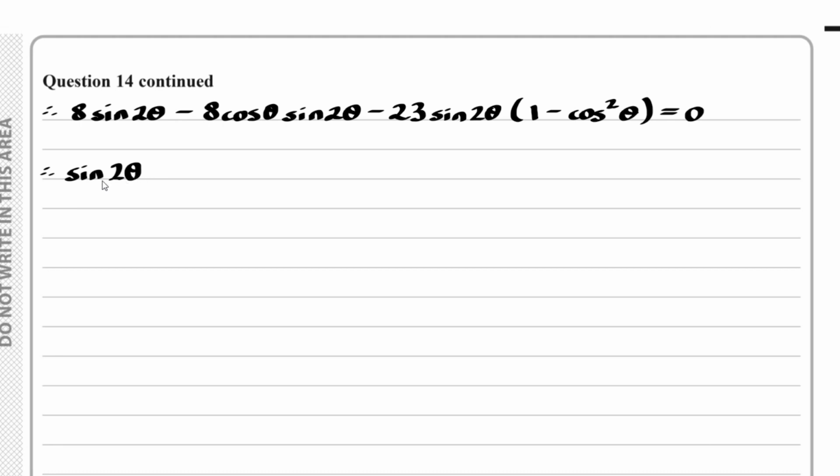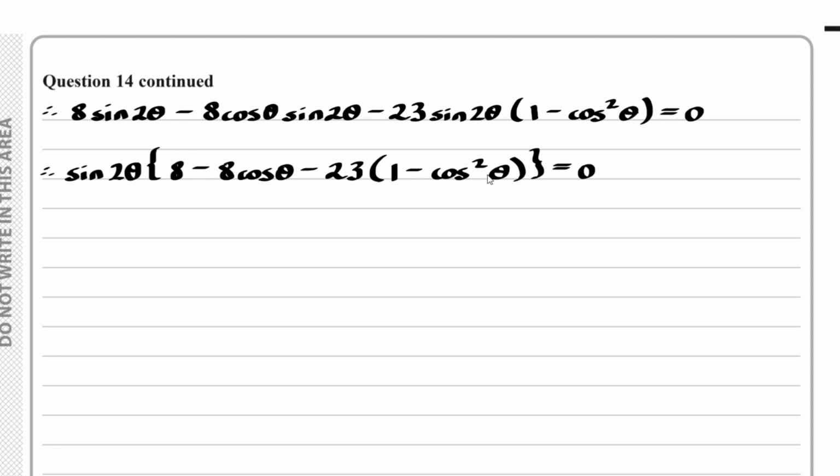So if I factorize out a sine 2 theta, then we have inside the bracket 8, because 8 times by sine 2 theta gives 8 sine 2 theta, and then I subtract from this 8 cos theta, because negative 8 cos theta times sine 2 theta gives this term here, and then I subtract 23 multiplied by 1 minus cos squared theta, which gives this term here, and this is all equal to 0.